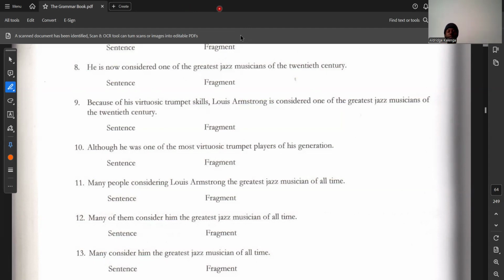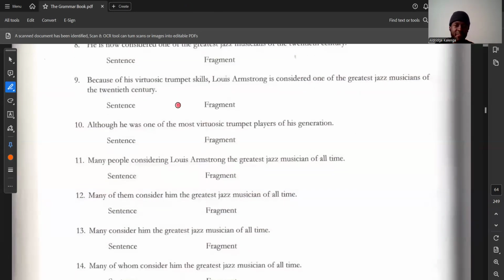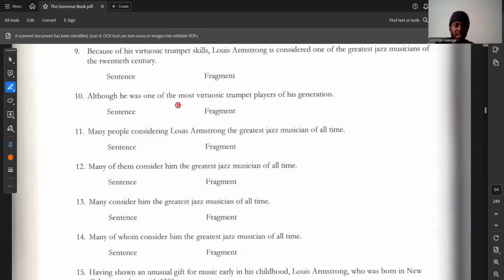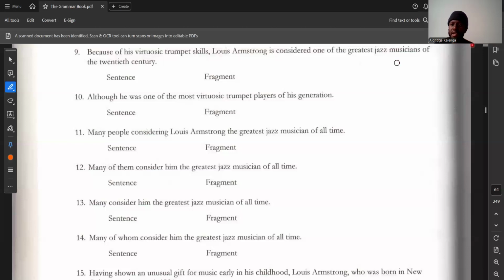Awesome. Yep, so we got 100%. Yes, that is a sentence: He is now considered one of the greatest jazz musicians of the 20th century. All right, guys, we're halfway through, so let's keep going. I'm very tempted to get technical with it, but no, we won't. Okay, and now we have the 9th one: Because of his virtuosic trumpet skills, Louis Armstrong is considered one of the greatest jazz musicians of the 20th century. Sentence or fragment?